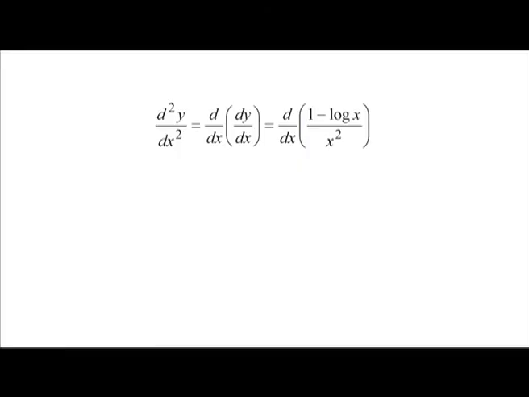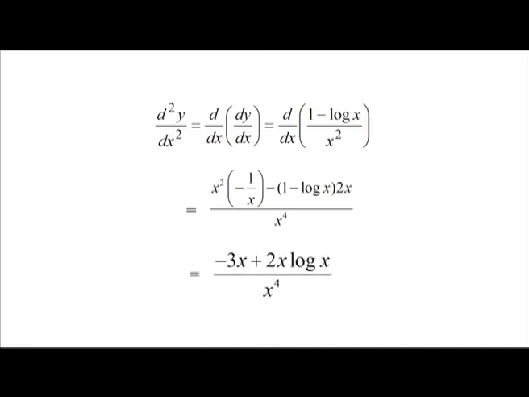Differentiating once again with respect to x, by applying the quotient rule, we obtain d square y by dx square is equal to d by dx of dy by dx, which is equal to d by dx of 1 minus log x all divided by x square, which is equal to x square times negative 1 upon x minus 1 minus log x times 2x all divided by x raised to 4, which is equal to negative 3x plus 2x log x all divided by x raised to 4.